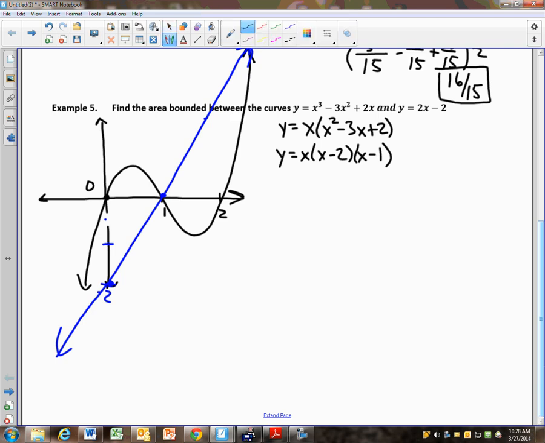Set them equal to each other. So I've got 2x minus 2 equals x to the 3rd minus 3x squared plus 2x. What to do, what to do? Put them all on one side. The 2x's go away. I've got 0 is equal to x to the third minus 3x squared plus 2. Oh boy.